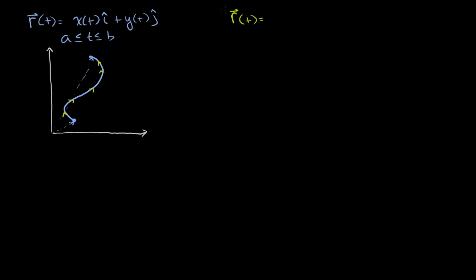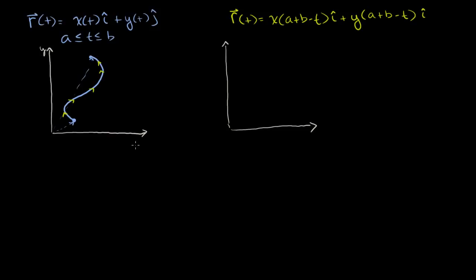And instead of being x of t times i, it's going to be x of a plus b minus t times i. And instead of y of t, it's going to be y of a plus b minus t times j. And we've seen this in the last two videos. The path defined by this position vector function is going to look more like this. Let me draw my axes, y and x.